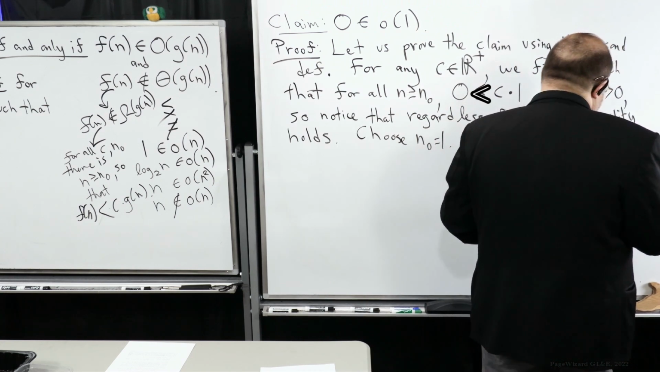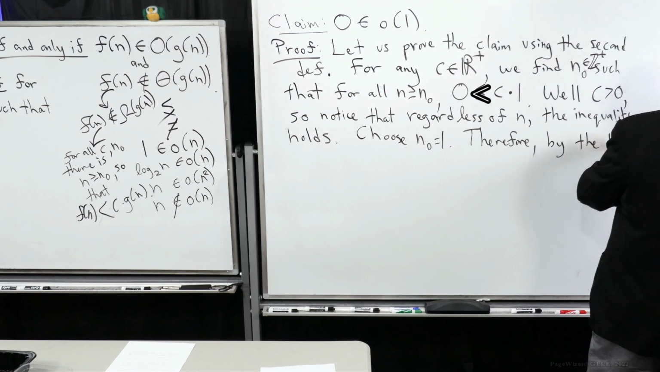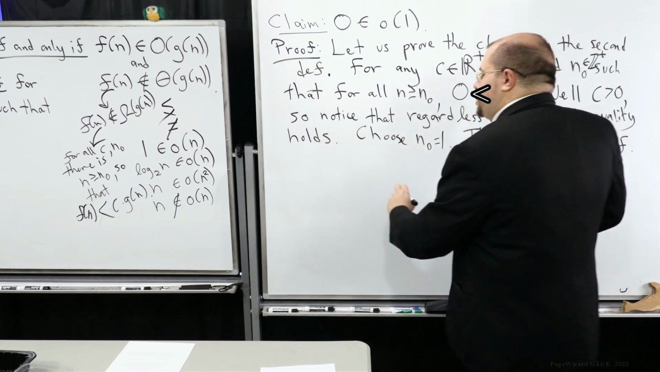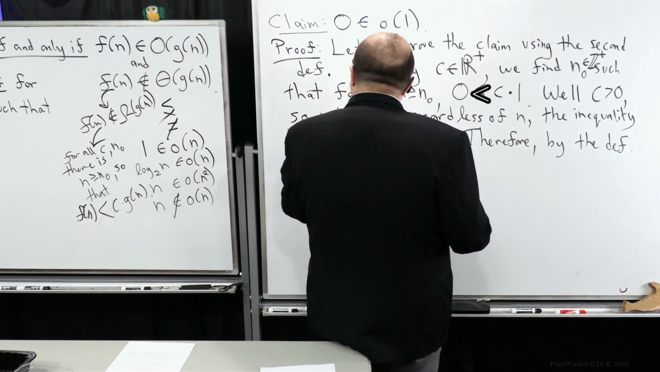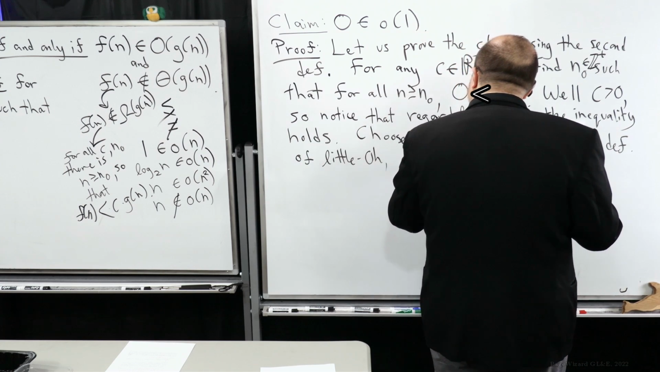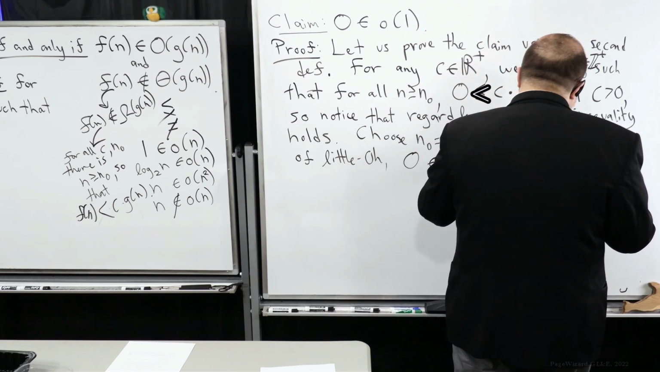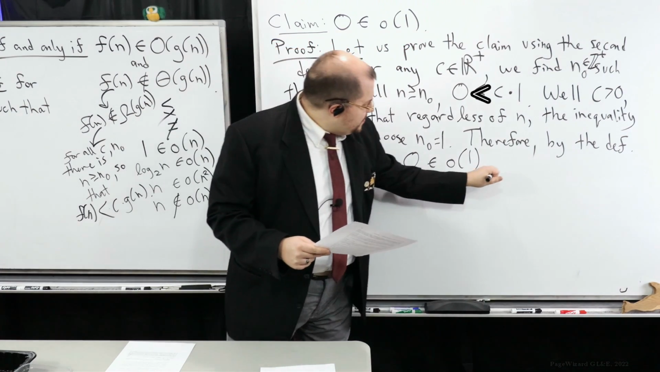Therefore, by the definition of little o, 0 is little o of 1. And that concludes the proof.